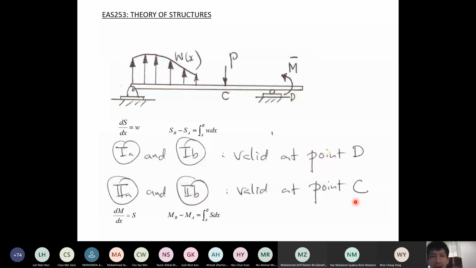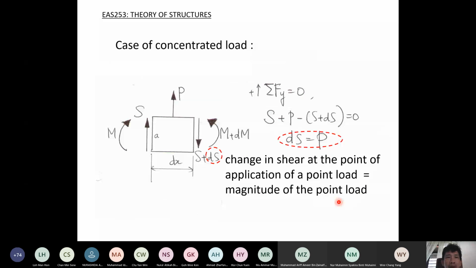So what does it mean? When we go through the examples, we will see what is meant by not valid. Not valid means we cannot directly apply these two sets of equations in the process of getting the shear force diagram and bending moment diagram. We need to do extra steps before we can make use of them. The extra thing is we need to realize that there is a jump in shear force whenever we encounter a concentrated load.